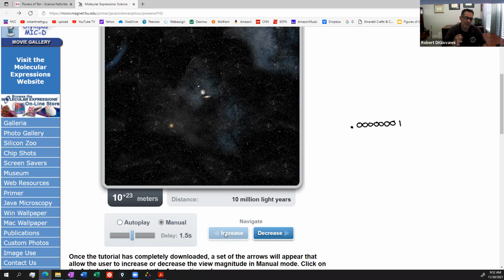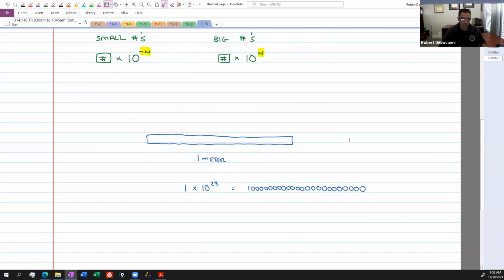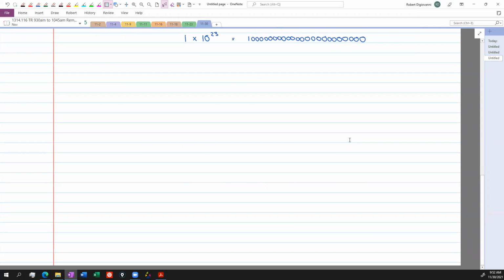So I hope, if anything, it was at least interesting to look at the pictures, but this is supposed to help you understand that when you have a positive power here on the 10, it's big. And the bigger this number is, the bigger it is. And then this number right here is the negative number. And the bigger that negative number is, the smaller it is. Make sense, everyone? Yes. Okay, so why do we use this notation, right?